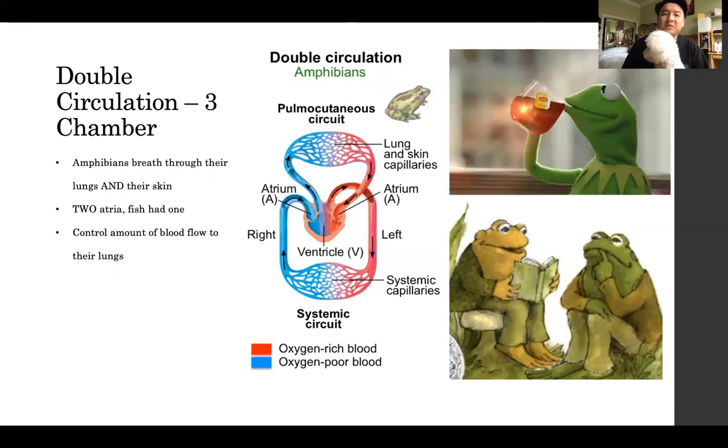Let's keep going. Next we're going to have the double circulation, 3-chamber heart. Unlike the fishes, amphibians have 2 atria and 1 ventricle. Another important thing to notice about amphibians and the 3-chamber heart is that they do have lungs, but they also have the option to do gas exchange through their skin. So let's say a frog is underwater, they can shut off the blood flow to their lungs and only do gas exchange through their skin so that they don't drown.